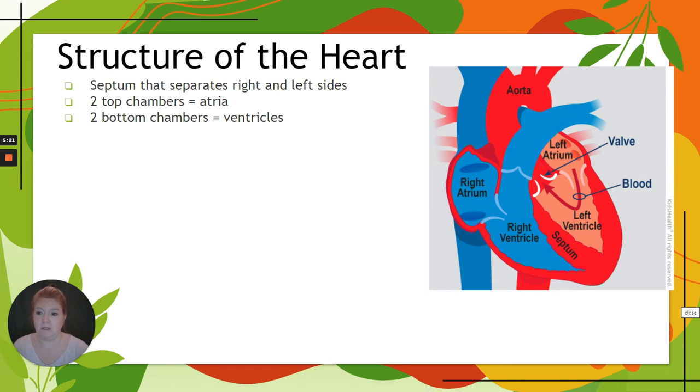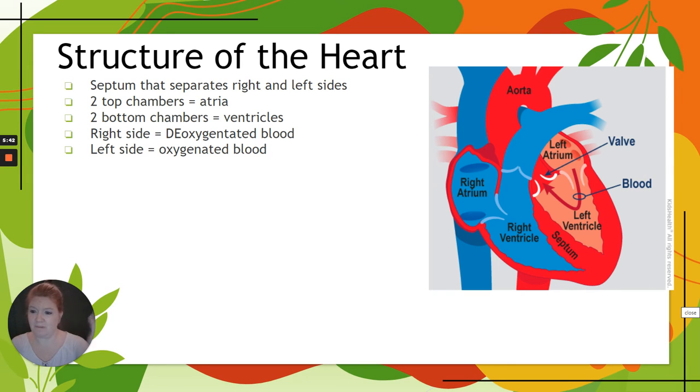They're the muscular ones. They're pumping far. Remember the atria, they just have to pump right underneath them to the ventricles. The ventricles have to pump somewhere else, either the lungs or the rest of the body. The right side of the heart carries deoxygenated blood. That means low in oxygen. And the left side carries oxygenated blood.